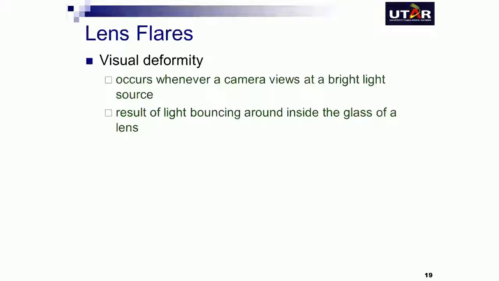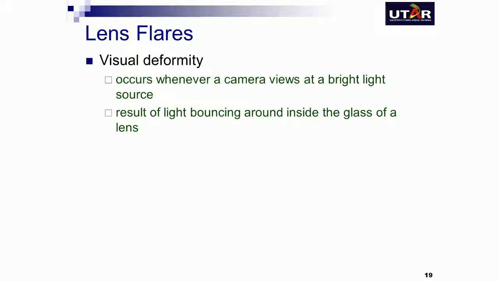Okay, let's look at lens flares. Lens flares are a kind of effect that happens whenever you point a camera at a bright light source. For example, if you take the camera and point it up at the sun, there will be a distortion of the image appearing in the camera. This distortion is called a visual deformity, and it's usually the result of light bouncing around inside the glass of a lens. So sometimes you want to add this kind of effect to the environment to make it more realistic. So for example, if you have a character walking around in the environment and you look up at the sun, it should kind of look like it has a special effect.